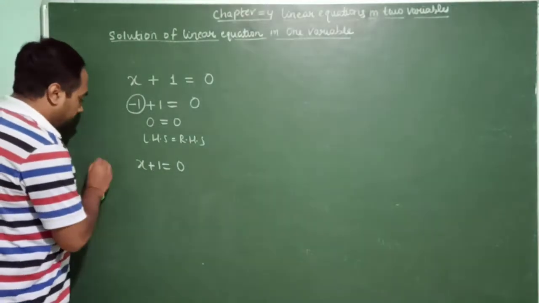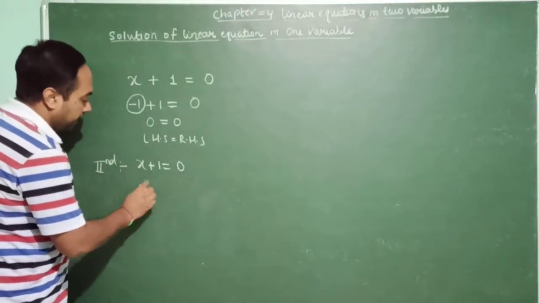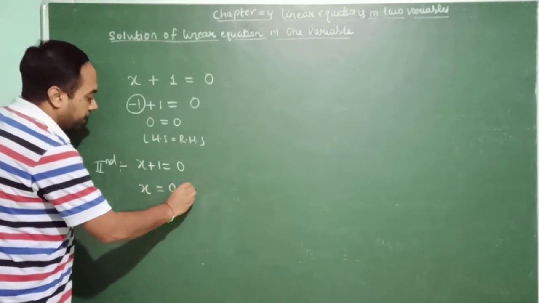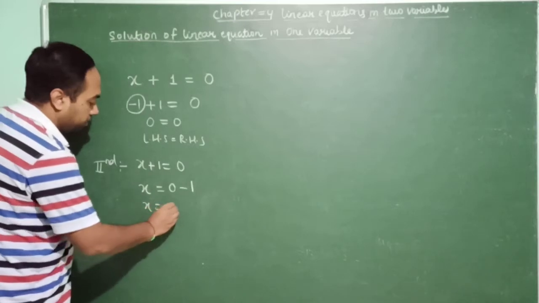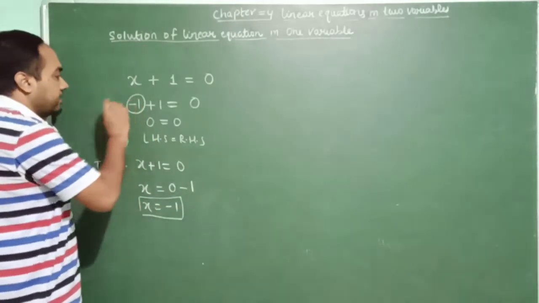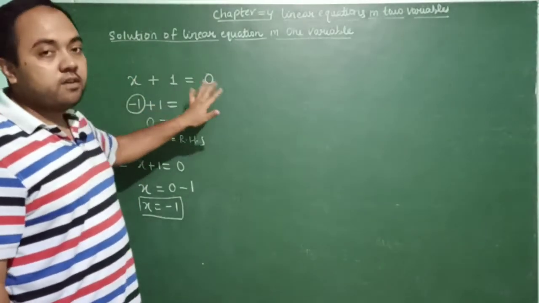तो देखो, मैं यहाँ लिख देता हूँ, दिस इज द सेकेंड मेथड. सो हाउ टू फाइंड द वैल्यू ऑफ x? शिफ्ट दिस +1 टूवर्ड्स राइट हैंड साइड, इट विल बिकम नेगेटिव. सो x इज इक्वल टू -1. सो -1 ओवर हियर इज द solution of this linear equation in one variable.